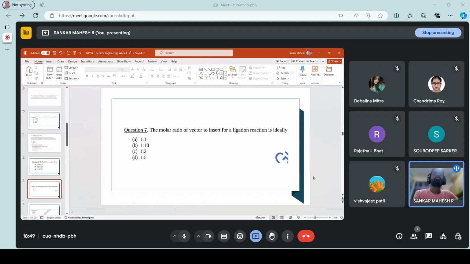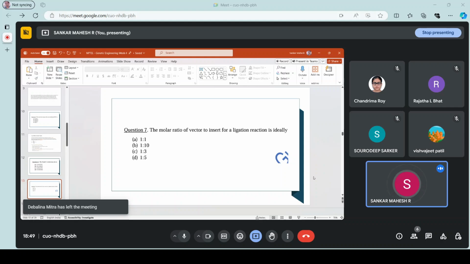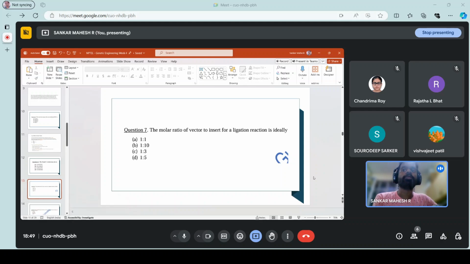The molar ratio of vector to insert for ligation reaction is ideally: option A, 1 is to 1; option B, 1 is to 10; option C, 1 is to 3; and option D, 1 is to 5. If anyone would like to talk about the logic, you can raise your hand. You can take a couple of minutes.